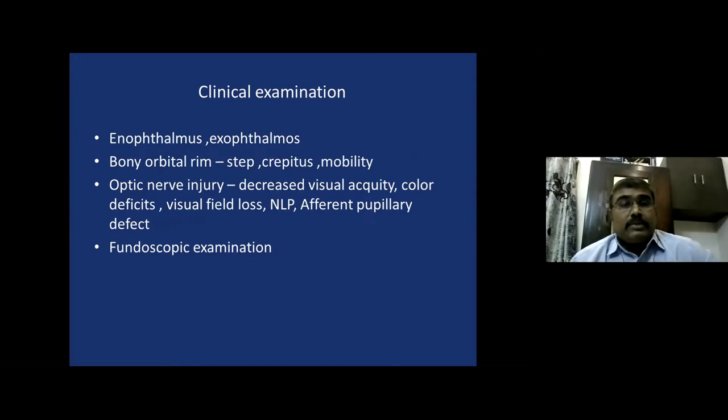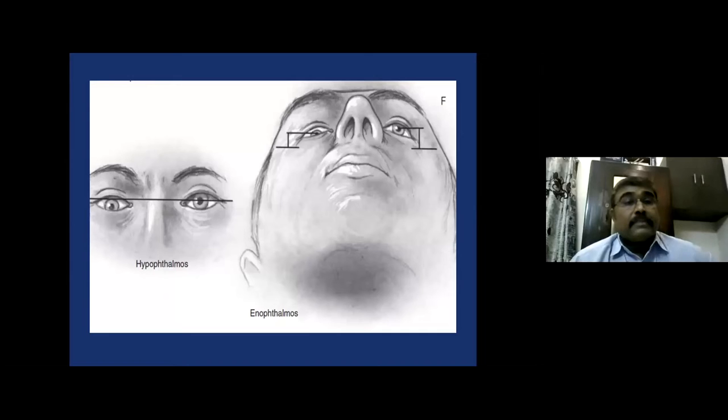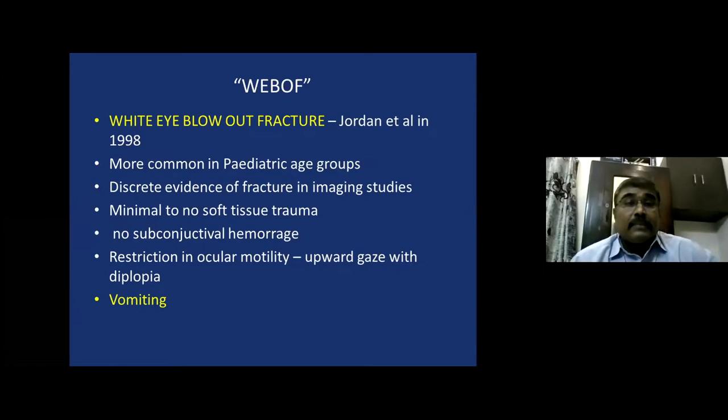If the patient complains of loss of vision, visual field loss, or no light perception, then suspect optic nerve injury. Always take the help of an ophthalmologist for fundoscopic examination and to check the vision of the patient. This is a picture to show the globe position. In hypoglobus, the globe is positioned inferiorly compared to the contralateral eye. In enophthalmos, the globe is positioned posteriorly compared to the contralateral eye.